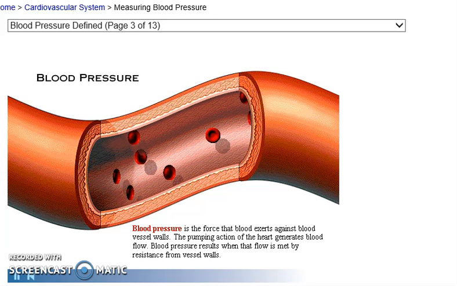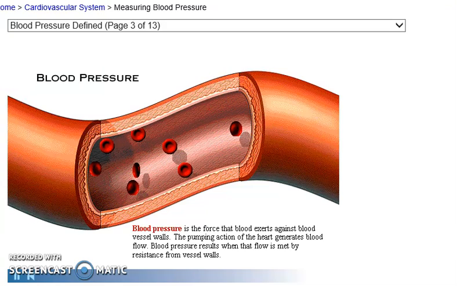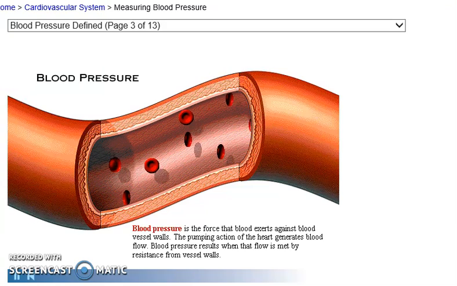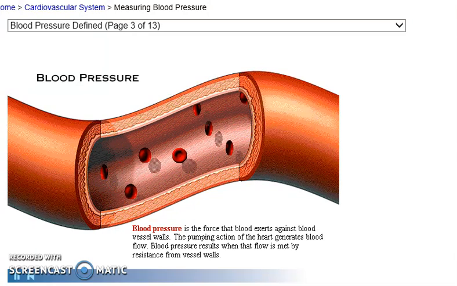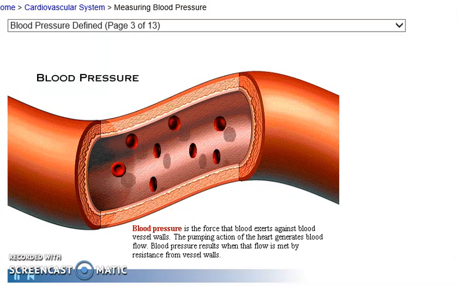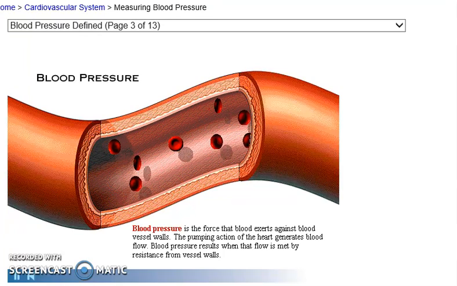Blood pressure is the force that blood exerts against blood vessel walls. The pumping action of the heart generates blood flow. Blood pressure results when that flow is met by resistance from vessel walls. Blood pressure is expressed in millimeters of mercury.